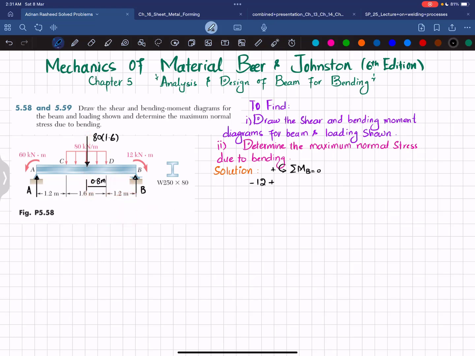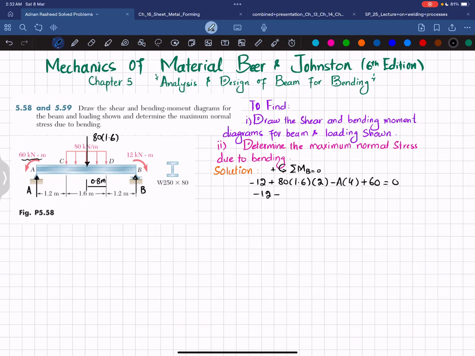So I will write plus 80 into 1.6 multiplied by 2 meters. The third moment is produced by A, and the perpendicular distance is 1.6, 1.2, 1.2 is 2.4, 3, and 4. So it is 4 meters, and this is clockwise, so it will be negative. I will write minus A multiplied by 4. And the last moment is 60 kN·m, which is counterclockwise, so I will write plus 60. Their sum must be equal to 0.